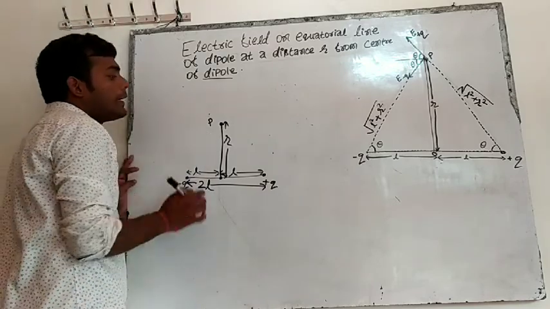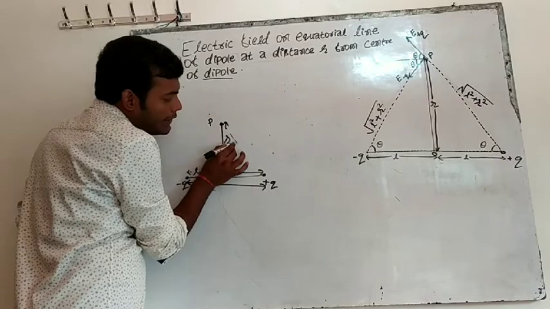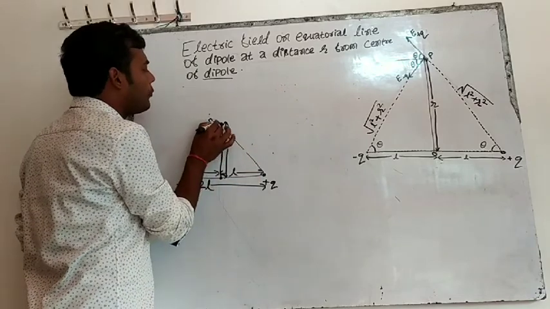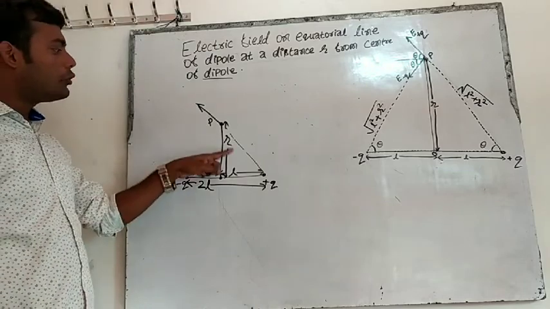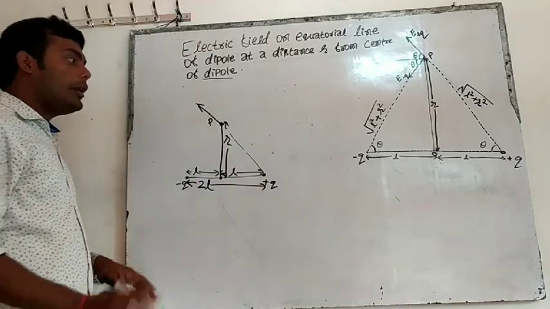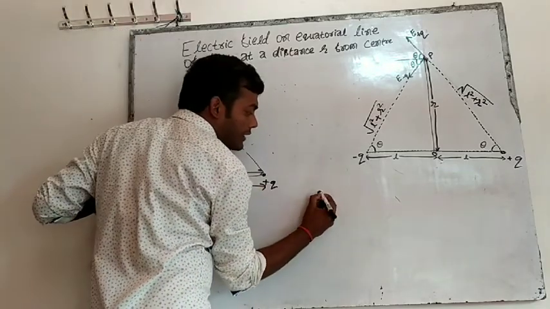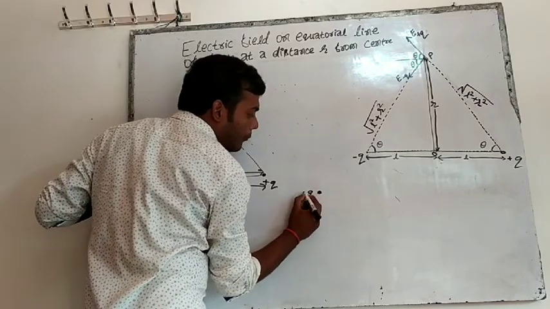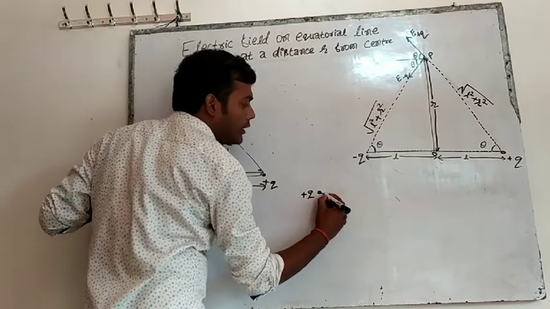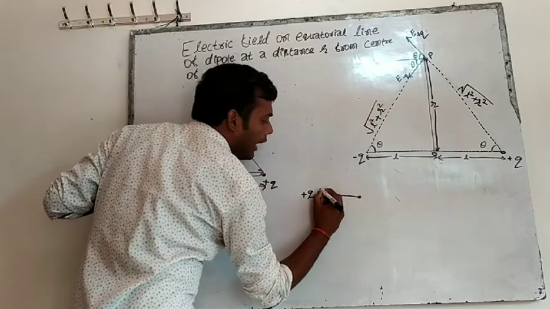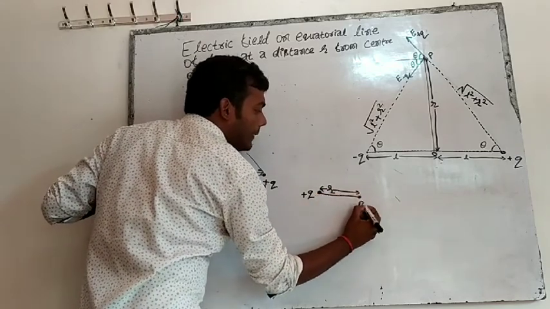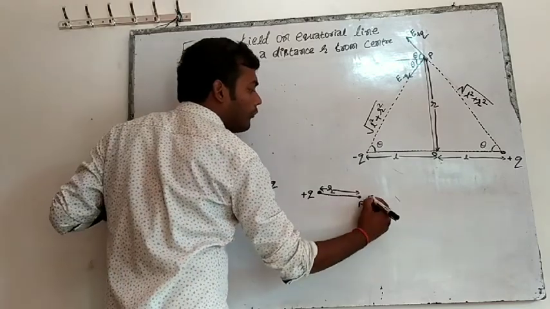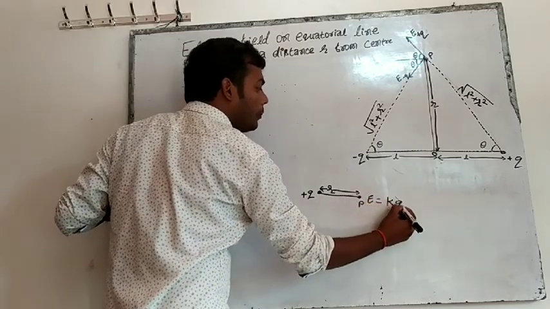So who will make electric field at the point P? This plus Q charge will make electric field at the point P, in the direction away from it. Electric field due to plus Q will be away from it. We know that if there is any point charge, let's say plus Q charge, then at a distance r from this charge at any point P, electric field will be equal to KQ by r square.